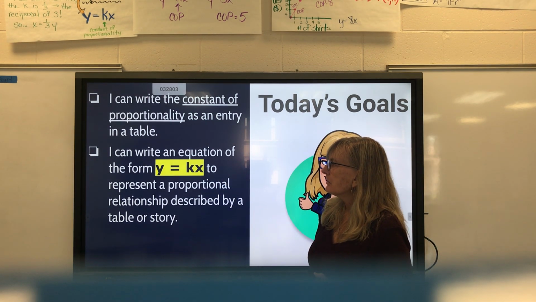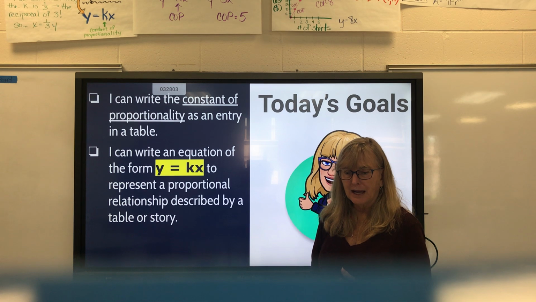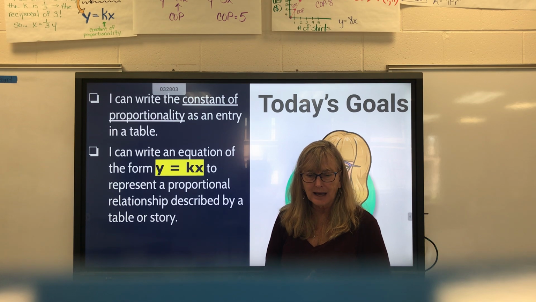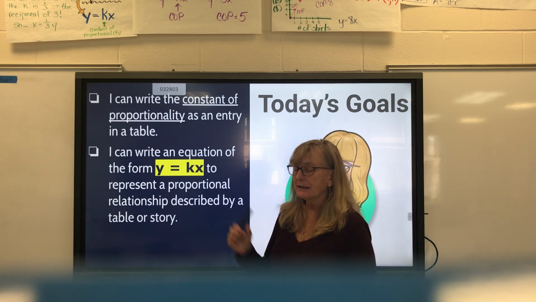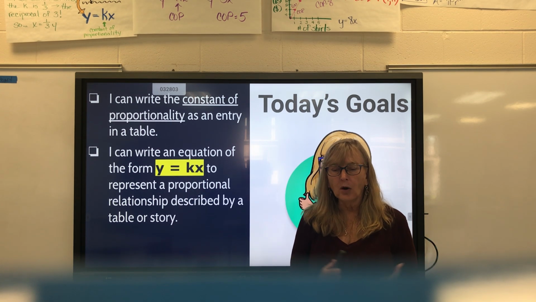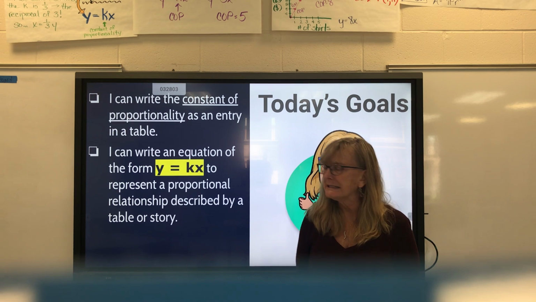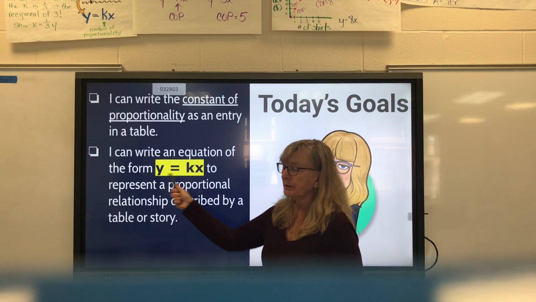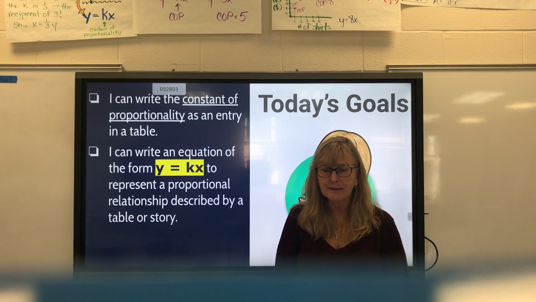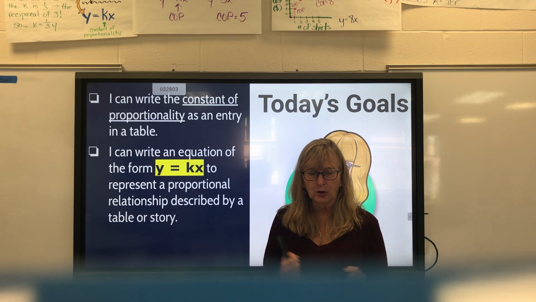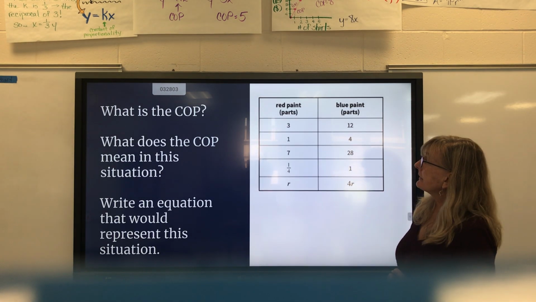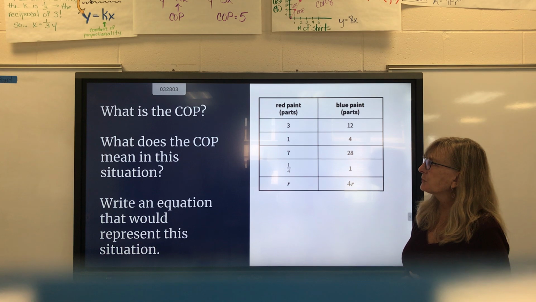Then we are going to write an equation in the form of y equals kx. Well, y is the y column. K is the constant. That is the COP that we found. And x is the x column. That is the form that the equation will be in. So the only thing that we're adding on to what we've already done is taking that COP and plugging it into this equation. Okay? Why do we even want an equation? Well, it makes it easier. It ends up turning into a formula. Okay? So we're going to look at a couple of those. So let's look at this table, and we are being asked, what is the COP?